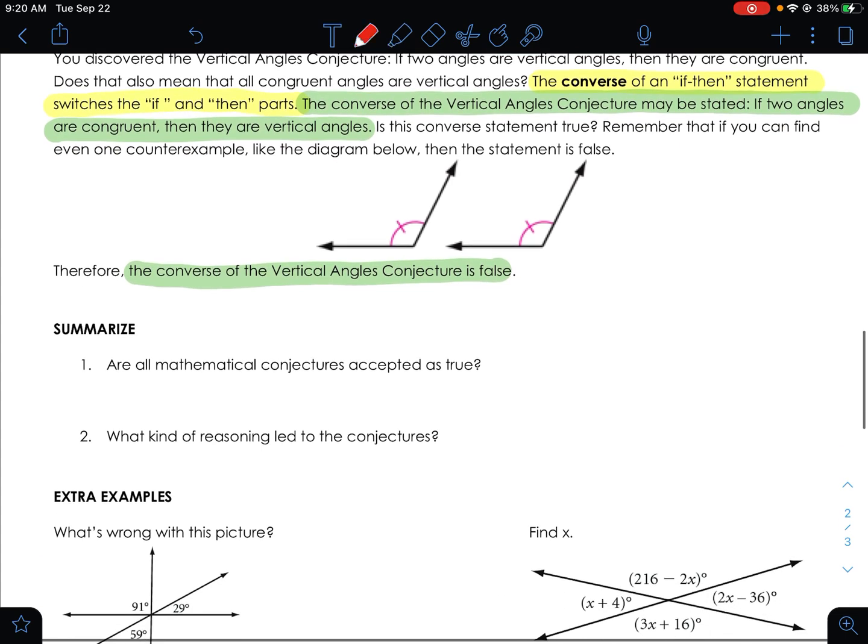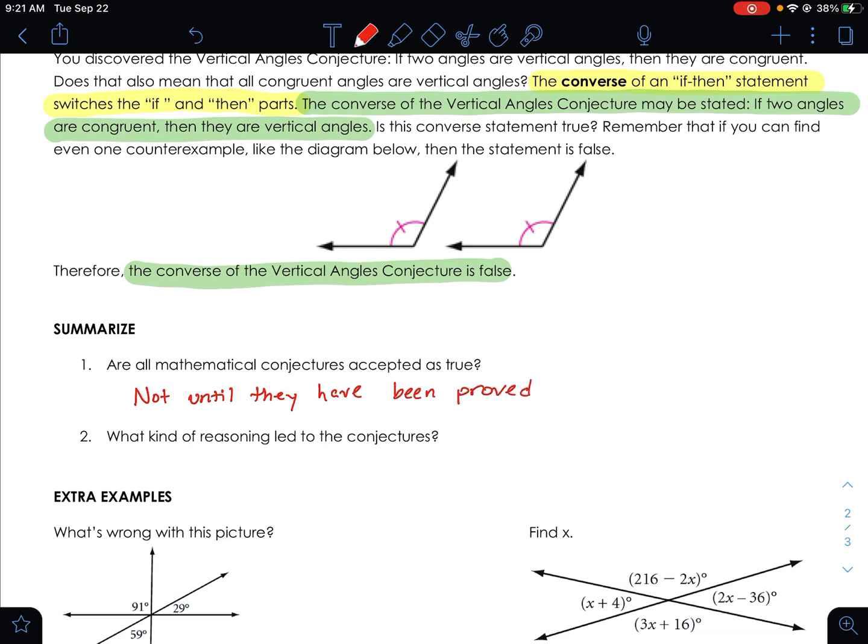Okay? So what I want to look at here are these two questions that are summaries of what we have talked about today. So first of all, are all mathematical conjectures accepted as true? The answer for this is not until they've been proved using deductive reasoning. Okay, so you have to prove these before you can accept them as true. So not until they have been proved using deductive reasoning.